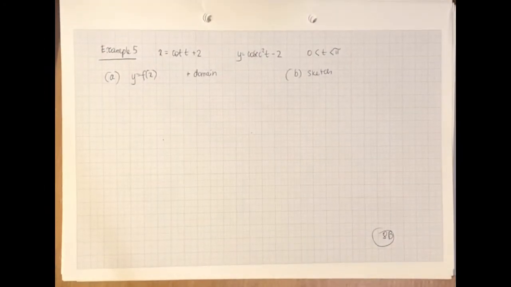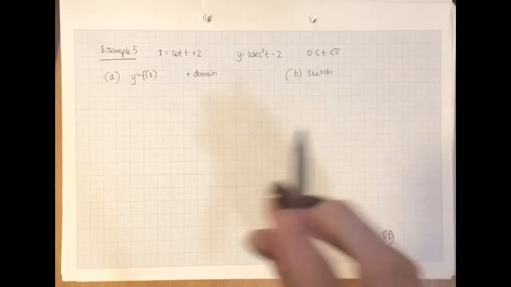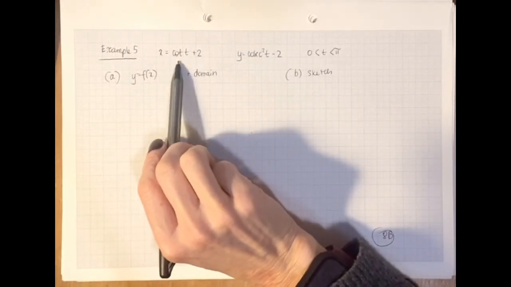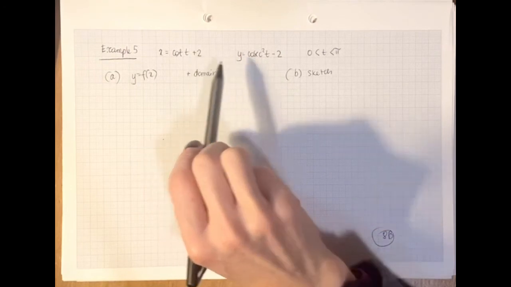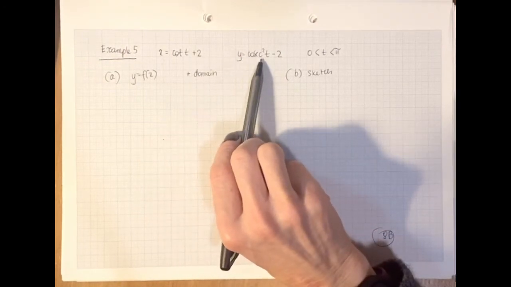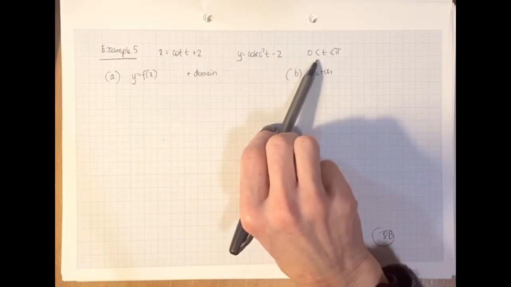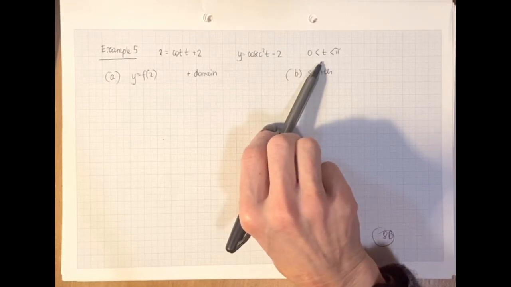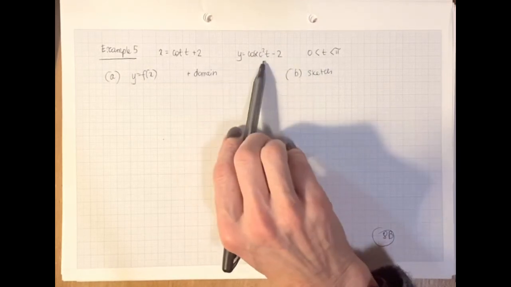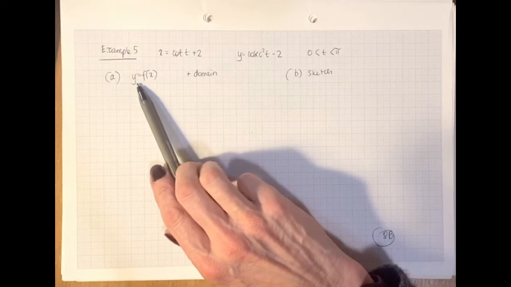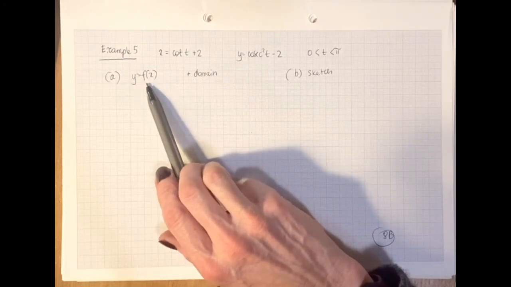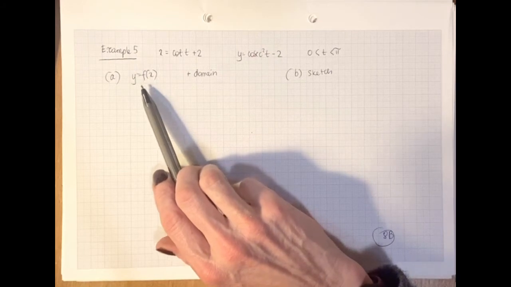So in example 5, we've got parametric equations: x equals cot t plus 2, y equals cosec squared t minus 2. t is restricted between 0 and pi. The first thing we've been asked to do is express it in y equals f of x form. So we're talking about finding the Cartesian equation describing this curve.